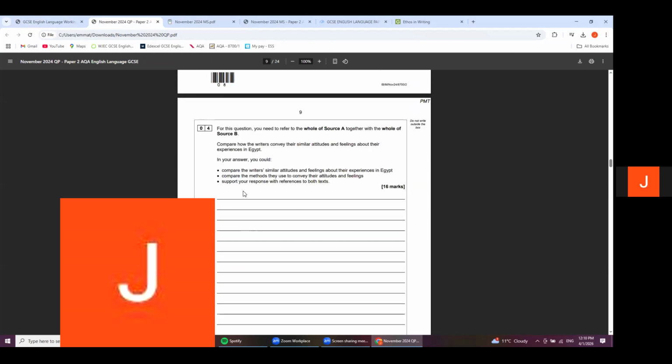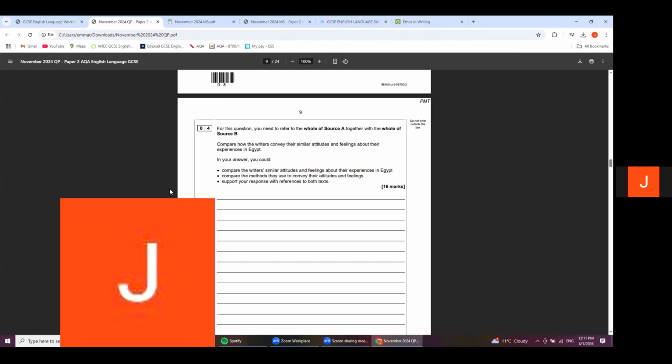So, question 4. For this question, you need to refer to the whole of source A together with the whole of source B. So, by this point, we need to read both sources. So we've got a bit of work on our hands, and it's quite a lot to do. I think it is quite a lot to do, certainly for people who don't enjoy reading or struggle with analysis. And, we're presented with 2 extracts. It's quite a lot, but we can do it. And I'm here to show you how we can do it.